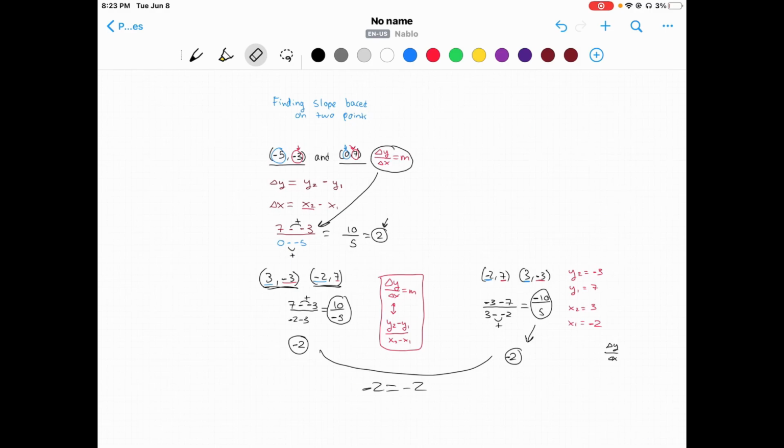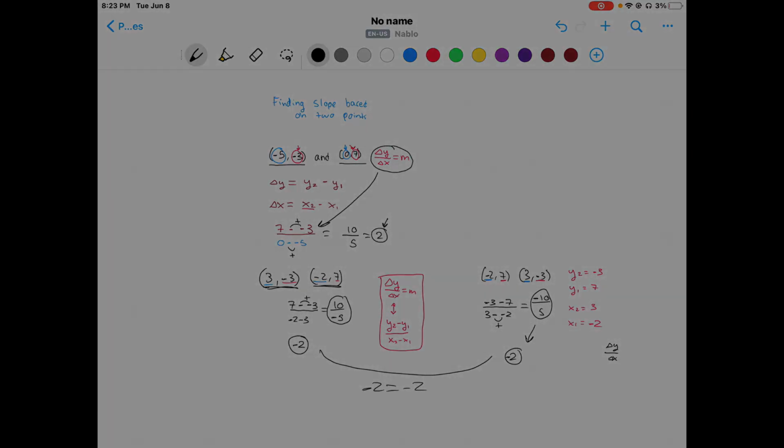And stay tuned for next week because I'm going to teach you how to find the equation of a linear graph using the slope and a coordinate point, or just two coordinate points.